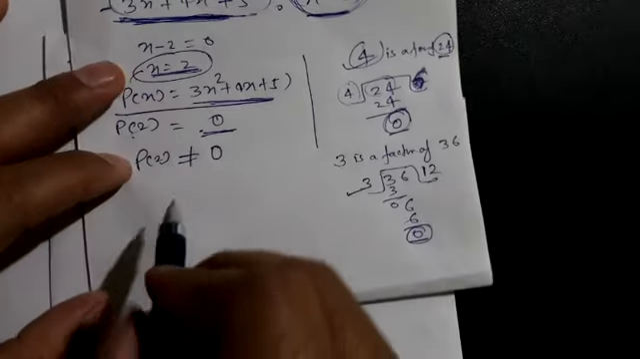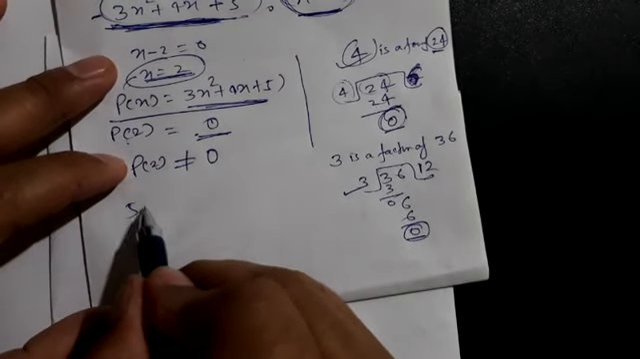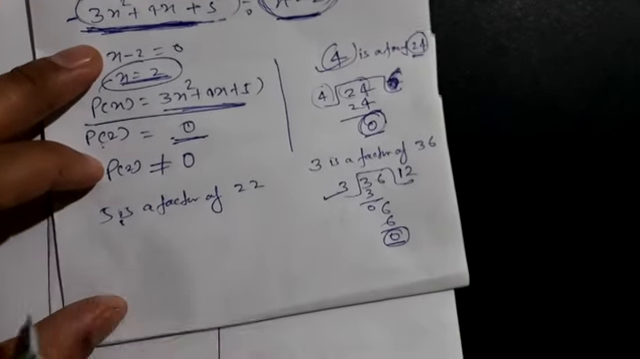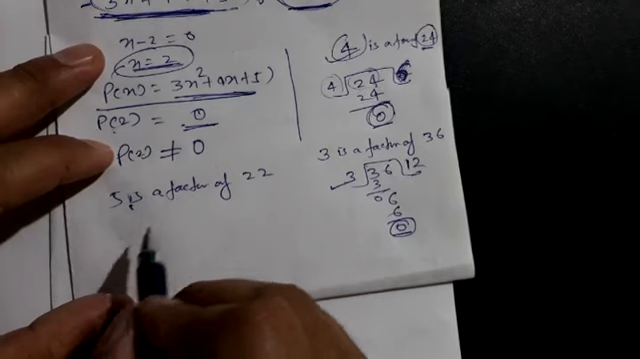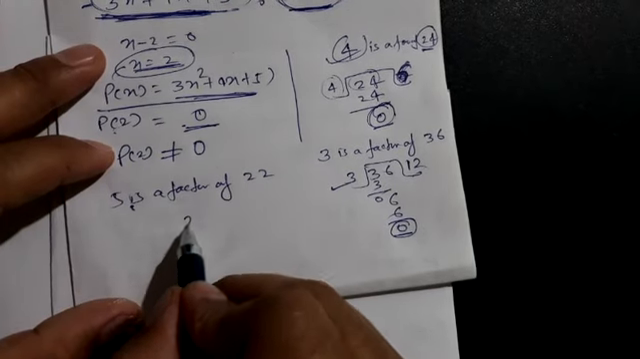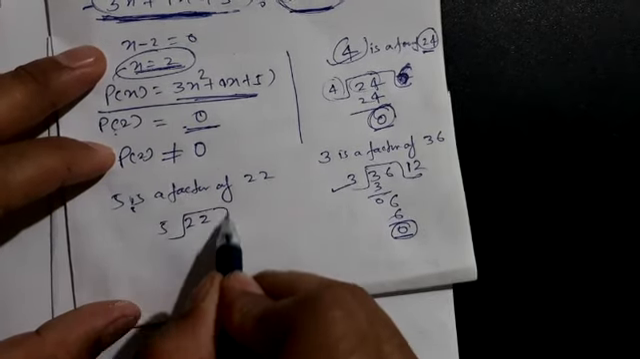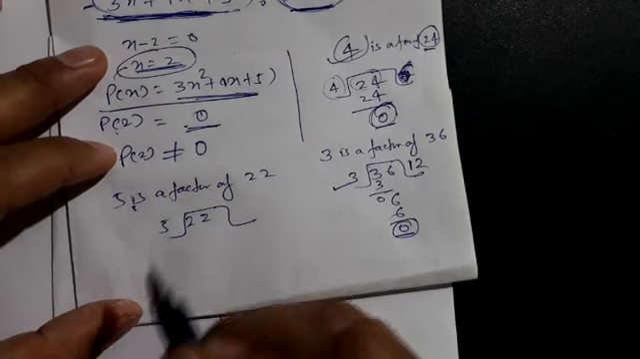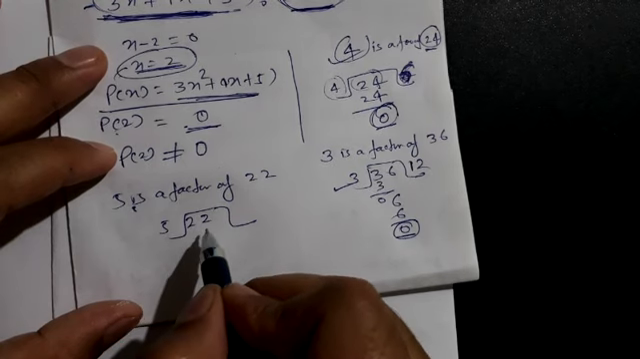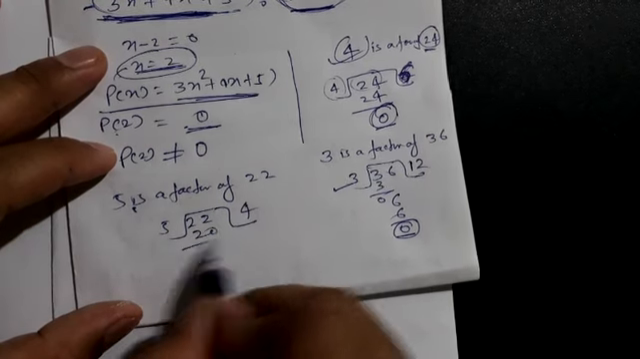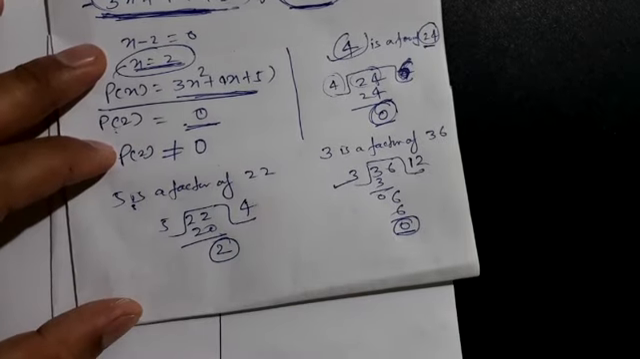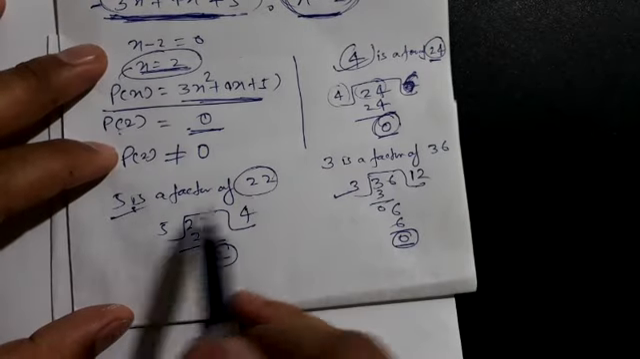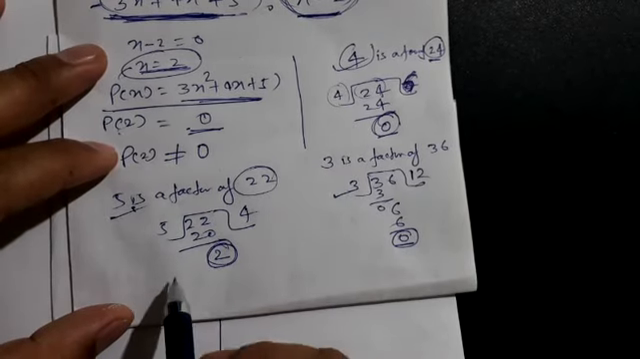In the similar manner, if I am asking whether 5 is a factor of 22, you will divide 22 by 5 and find the remainder. If the remainder is 0, we will say yes, 5 is a factor of 22, and if the remainder is not 0, we will say no, 5 is not a factor of 22. 5 fours are 20, so the remainder is 2. Our remainder is not 0, so 5 is not a factor of 22, because 5 is not dividing 22 completely.